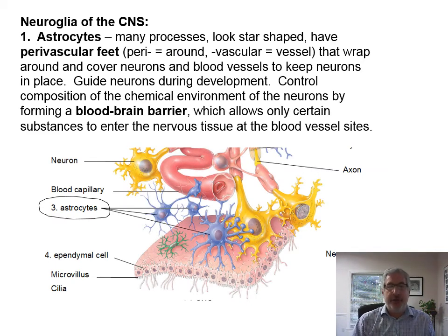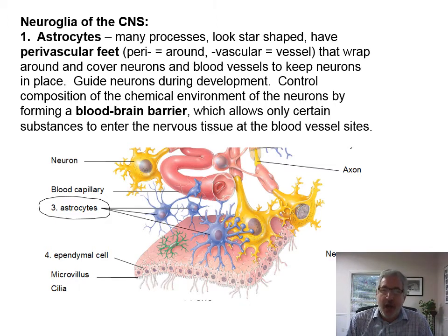Okay, so here's neuroglia of the central nervous system again. All I did was blow up one of the previous ones. I just wanted to show you a couple little things on this. The astrocytes have all those different processes. They wrap around and cover neurons and blood vessels and keep the neurons in place. That's one big thing they do.